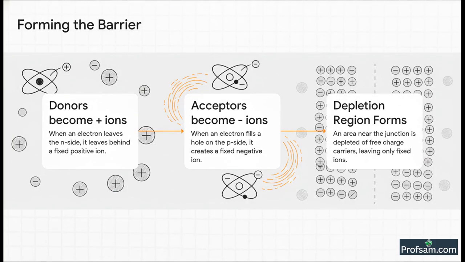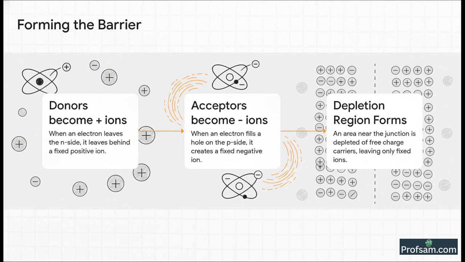Look here. When a free electron from the N side jumps over to the P side, what does it leave behind? It leaves behind its parent atom, which now has one less electron. So it becomes a positive ion. And this ion is fixed. It's stuck in the crystal. It cannot move. Theek hai? Now, on the other side, when that electron fills a hole on the P side, the atom there gains an electron, so it becomes a fixed negative ion.